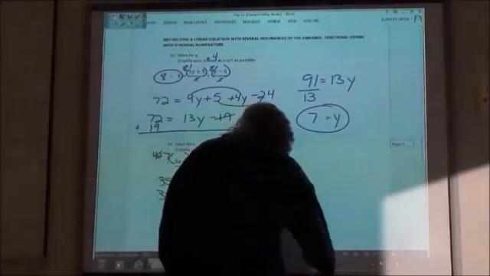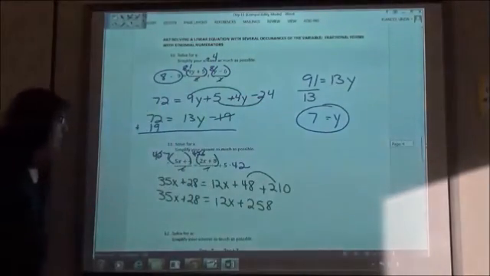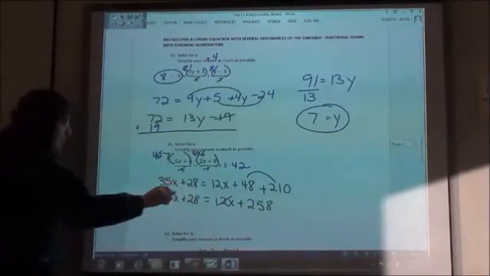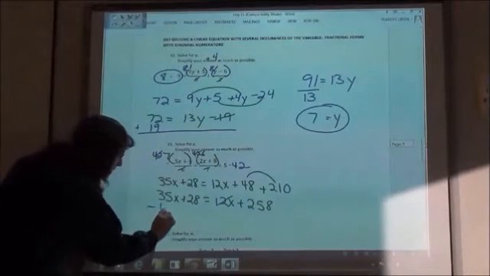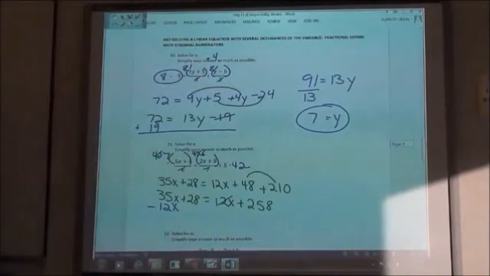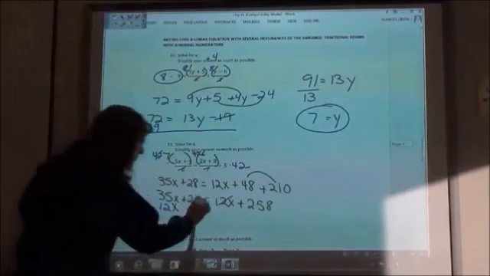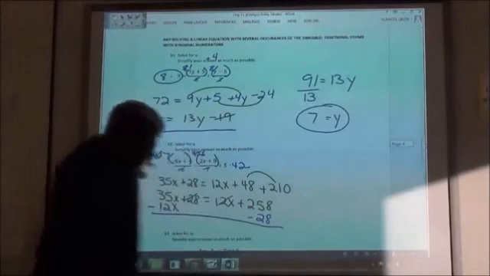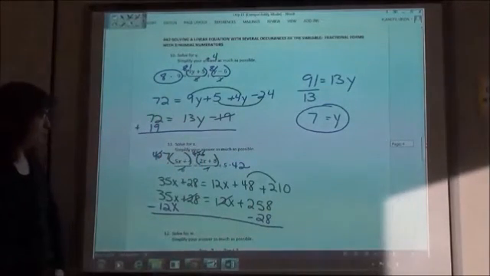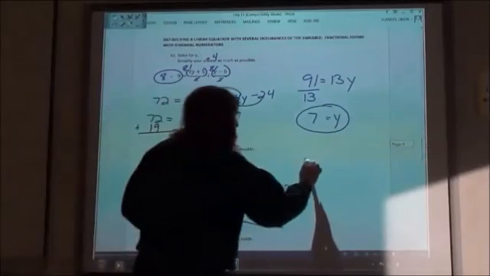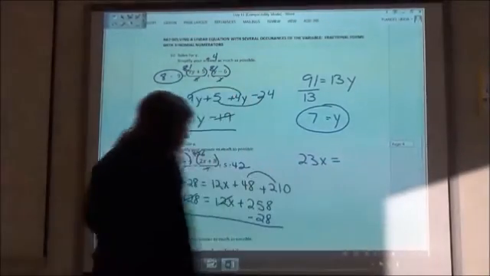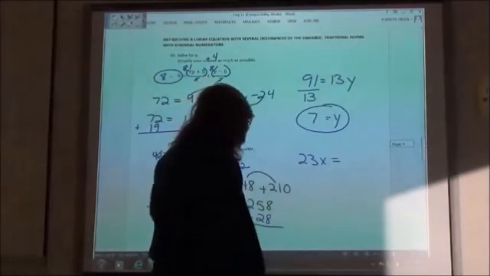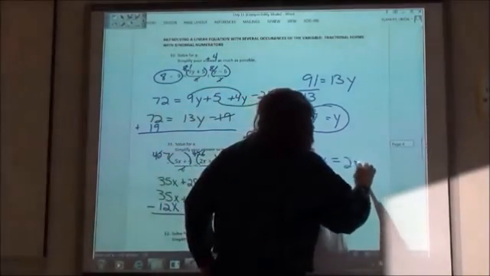So now if we want to solve that, we're going to do what? Now you're gonna bring your 12x over to the left, becomes a negative 12. Minus 12x, yep. And your plus 28 is gonna be minus 28. So, 23x. So 23x is going to equal... 258 minus 28 can equal 230.